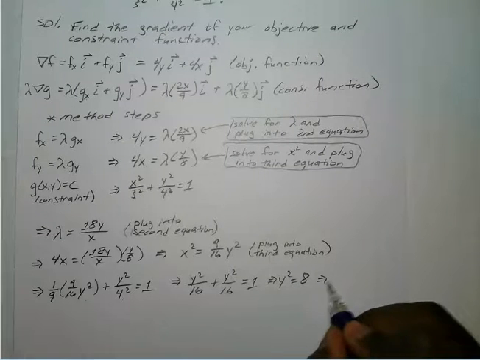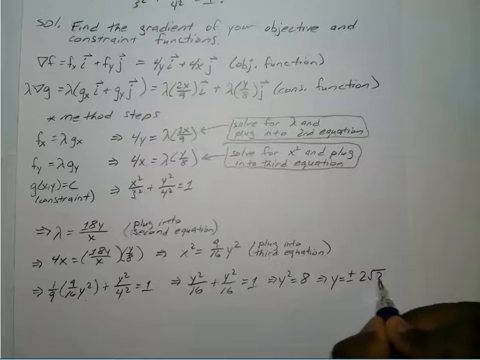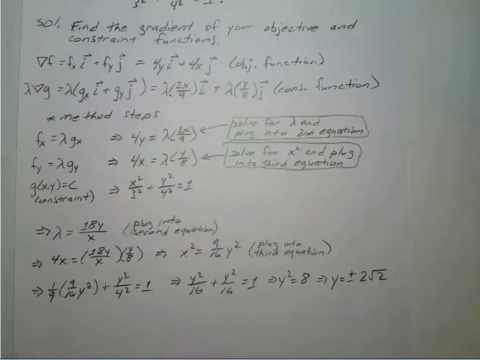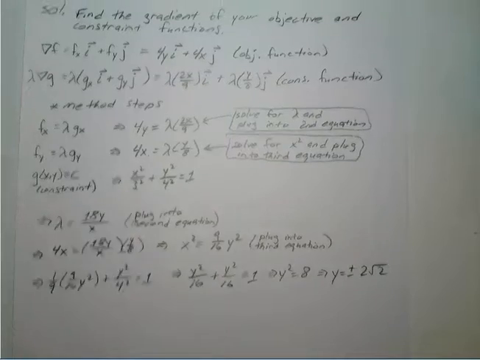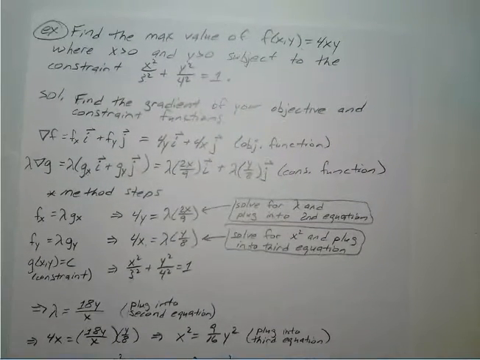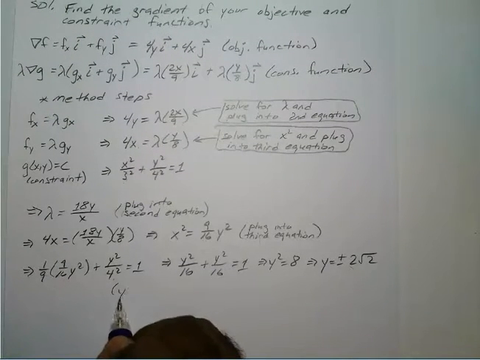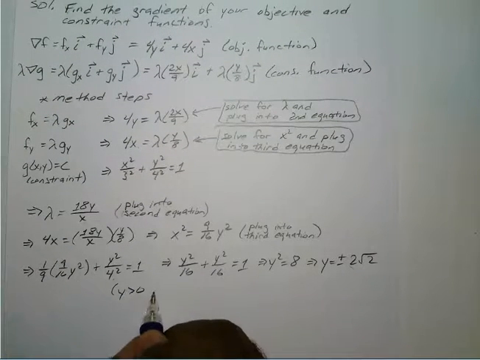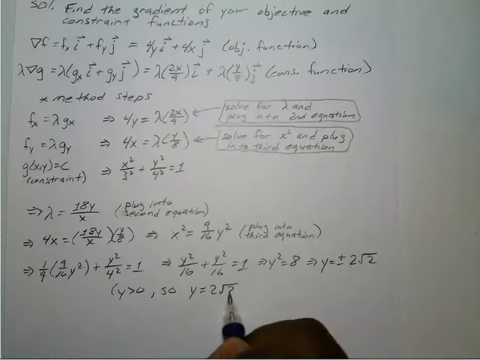Square root both sides, you have y equals plus or minus 2 square root of 2. Now remember from the beginning, scrolling up for a minute, y is greater than 0, so we're only going to use the positive. So y is equal to 2 square root of 2.